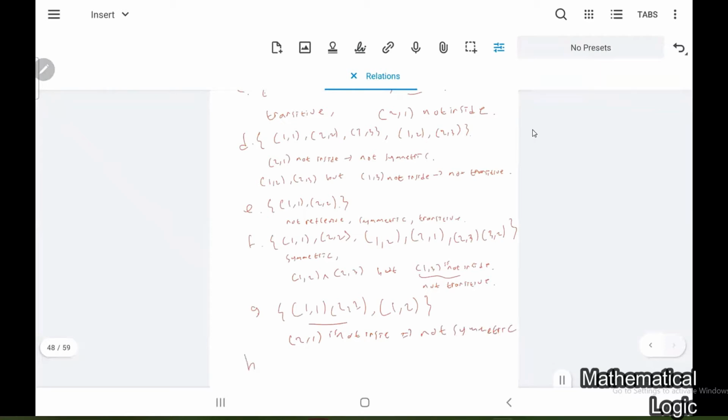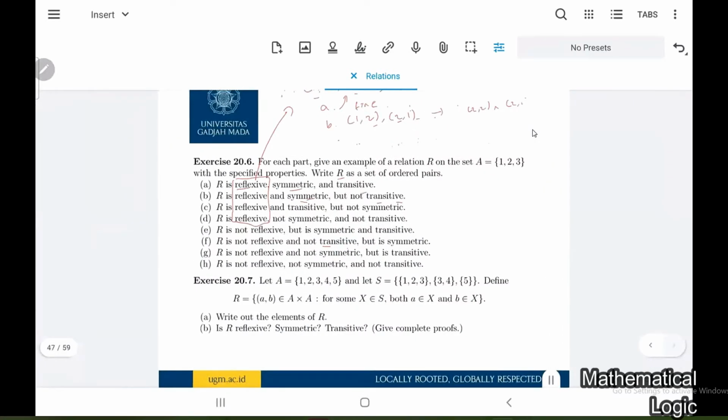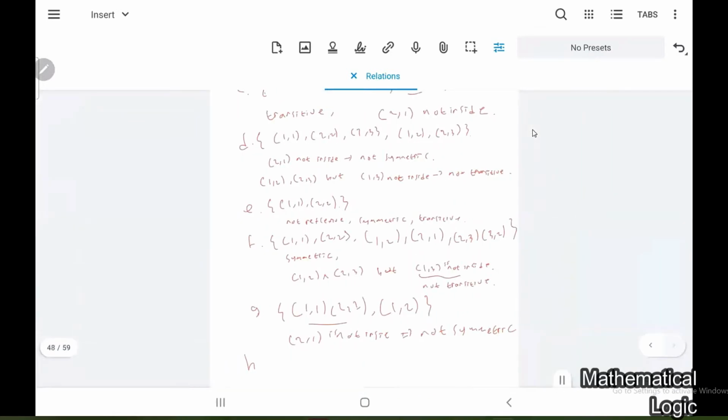Again, I would like to remind you that this one is not unique. So maybe you can get another answer, but I only try to make it as simple as possible. So not reflexive, not symmetric, not transitive. So we can see here, I think, imitate point D. So here 1, 1, and then 2, 2, but we don't include 3, 3. And then we add what again? 1, 2, and then also 2, 3.